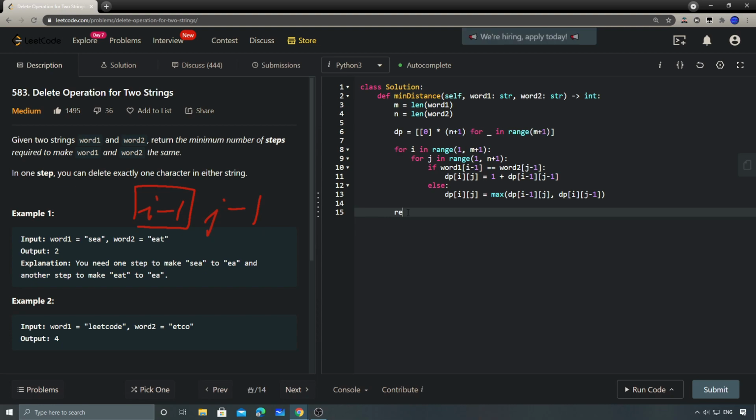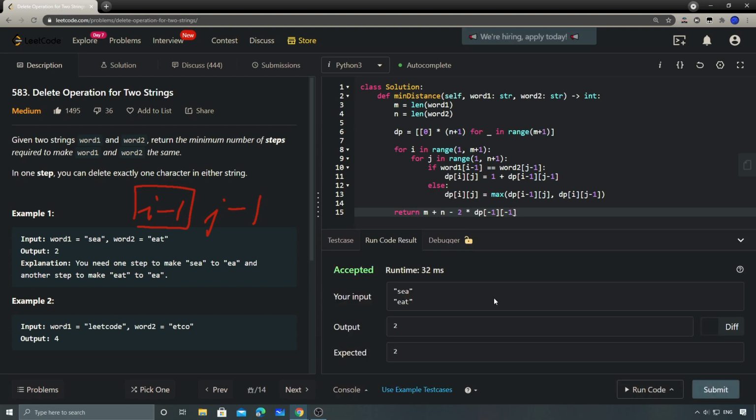Okay, and in the end, we simply return m plus n minus 2 times dp[-1][-1]. Or you can use m and n, they're the same. Because we want to subtract it twice, that's going to be the minimum number of letters we will need to remove. Okay, cool. So run the code, accept it.